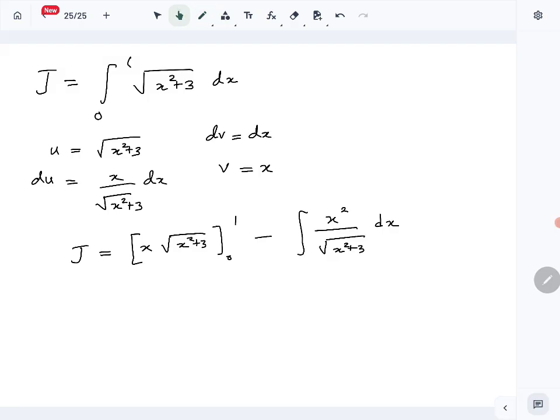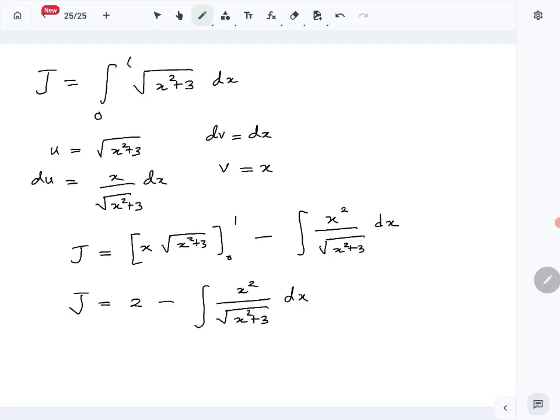So now let's apply the limits of integration here. When I apply 1, I get 1 times square root of 2, square root of 4, so that gives you 2. Lower limit gives you 0, so that just becomes 2, right? 2 minus this, right? Okay.